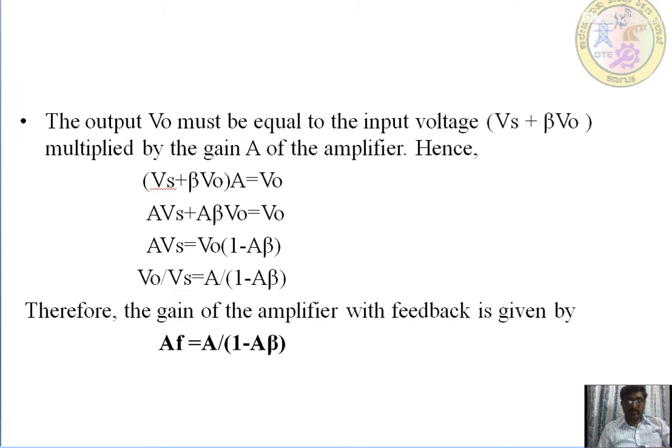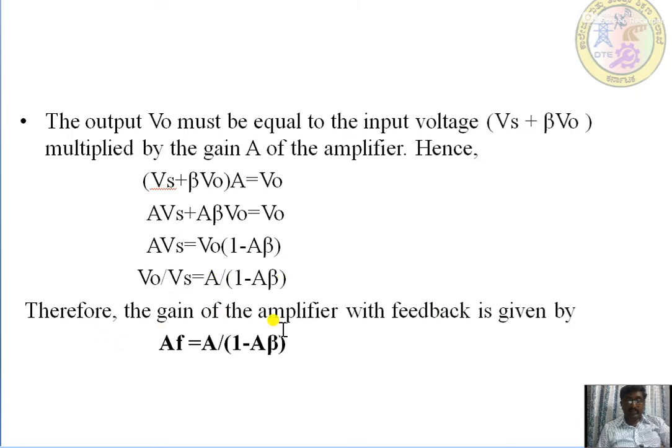So we are just substituting the values. V naught is equal to A Vs plus A beta into V naught. If we multiply this and move the terms, A Vs is equal to V naught as common, into 1 minus A beta. So V naught by Vs is equal to A divided by 1 minus A beta.